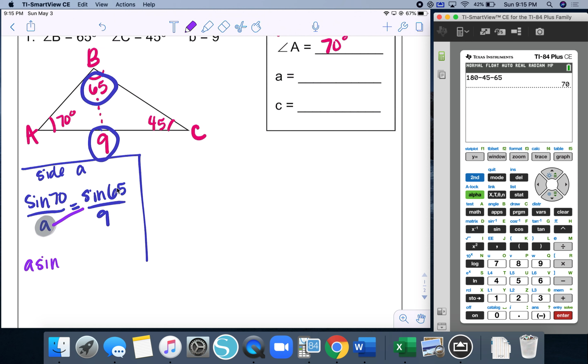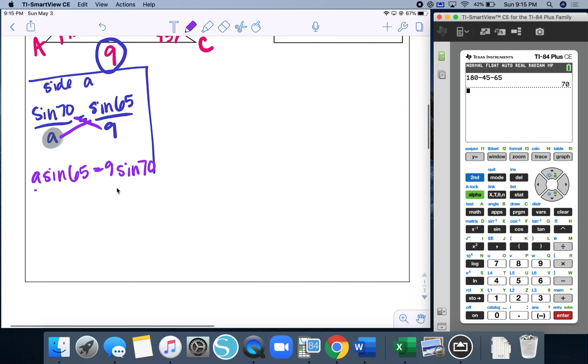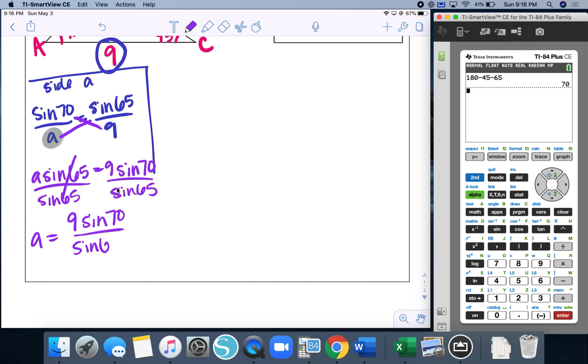So A sine 65 equals 9 sine 70. And then I would divide everything by sine of 65. So A is going to be 9 sine 70 over sine 65. I'm going to put this in my calculator just like I see it.